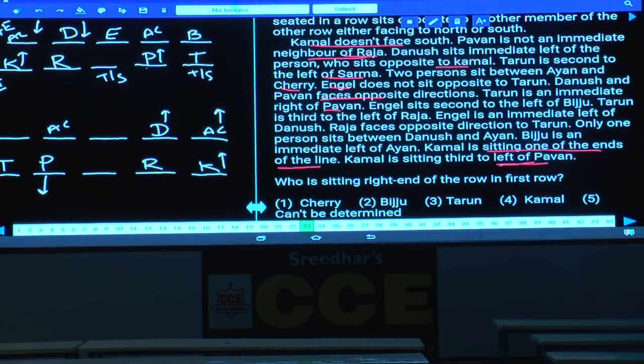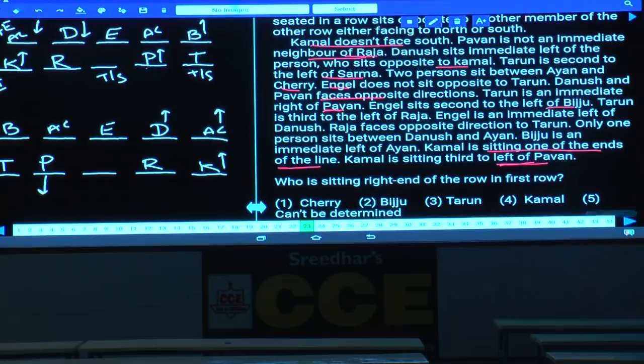Now in this case, E will be here and B is the person left over, isn't it? Are you following this one or not? Then, Tarun is an immediate right of Pawan. E sits second to the left of B. Now E is seated second to the left of B.